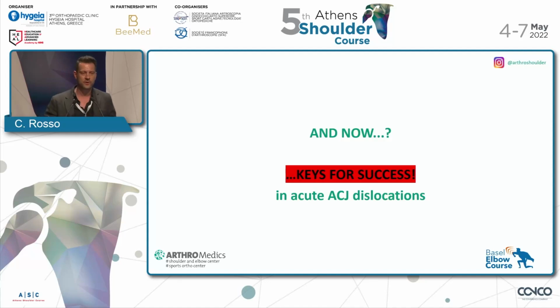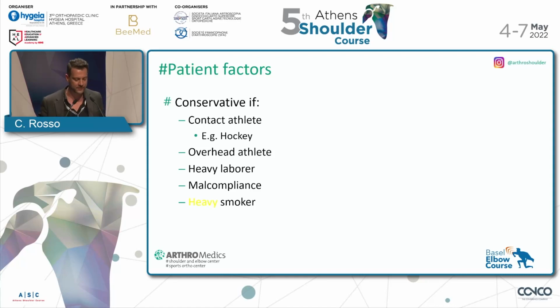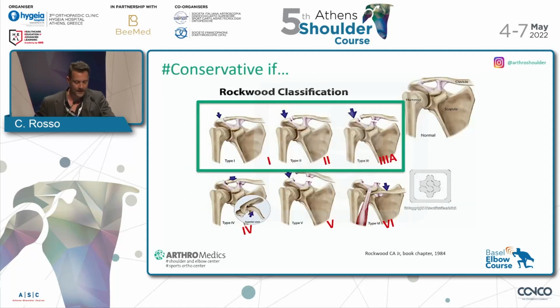So now, what do we do after all this introduction? The keys for success. Patient factors. I go conservative with contact athletes. Overhead athletes, it depends. Heavy laborers I rather treat conservatively, as well as noncompliant patients. I go conservative, like Knut does, with grades 1 to 3, and with the 3Bs I'm more likely to go into surgery, but it really needs to be a shown AC joint override, a horizontal override in the Alexander views, and clinically it really needs to be clear. Then I go for surgery within 3 weeks.